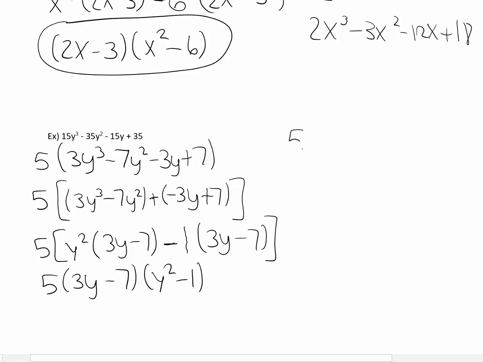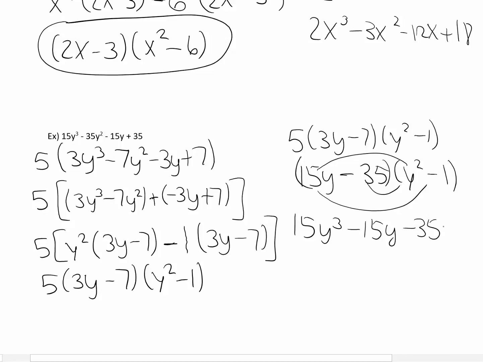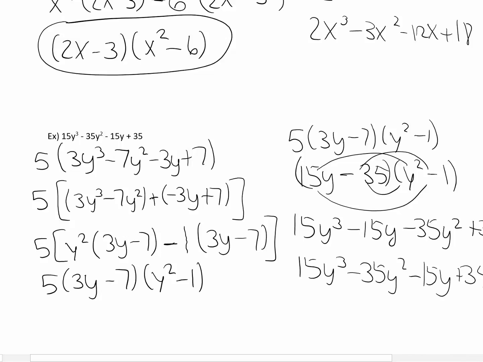Okay, so let's check our answer. Okay, so I'm going to distribute the 5 first. Notice I'm only going to do it with the first binomial. And now I'm going to FOIL. Rewrite it in descending order. And it does match the original.